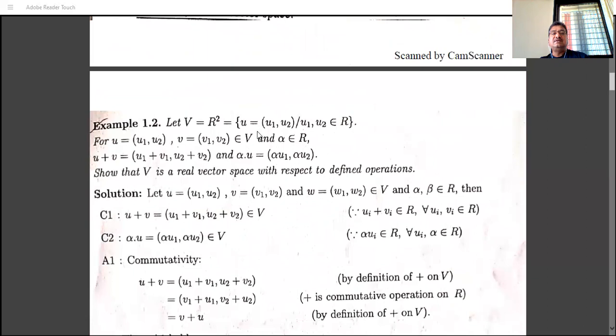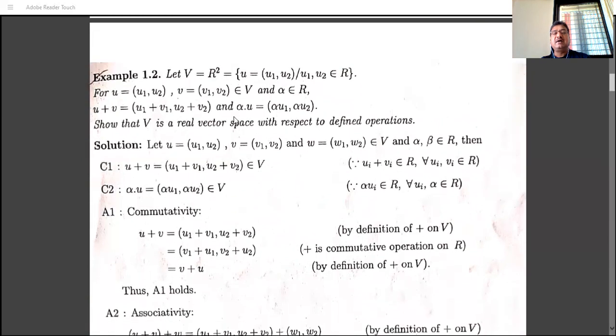Similarly, we can write the same problem in another notation. V is equal to R2, with u bar equal to u1, u2. What is u bar now? u1, u2 belongs to R. Then addition is defined like this, again the same. And instead of k notation, here the notation is alpha for scalar. Alpha u bar is alpha u1, alpha u2. That is the same definition, usual addition of ordered pairs and usual scalar multiplication.